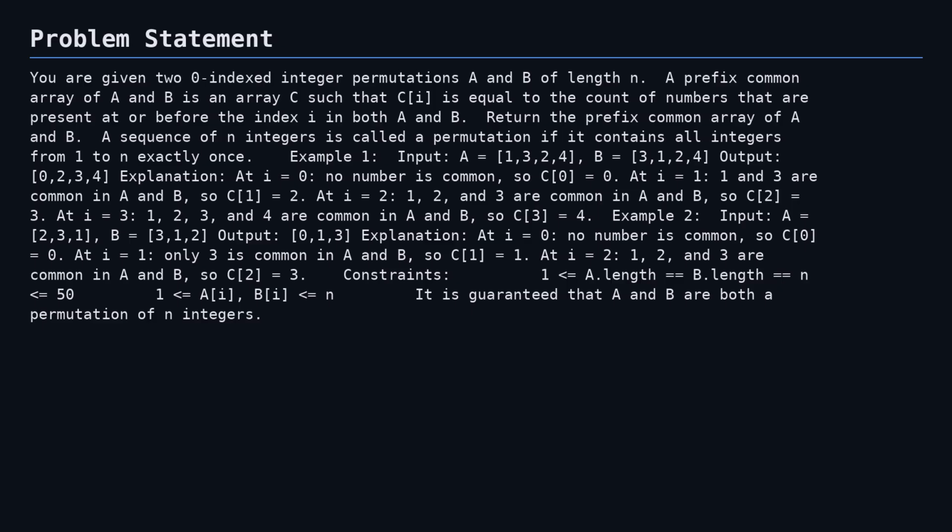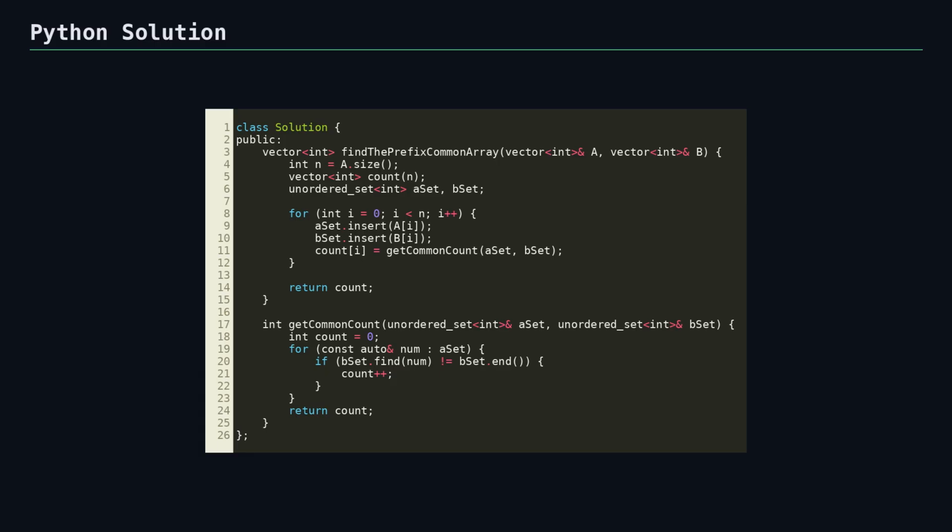The intuition behind this problem is that we can solve it by maintaining a set of elements encountered so far in both arrays and counting the common elements at each step. Think of it like having two buckets, one for each array, and as we add elements to each bucket, we count the number of elements that are common to both buckets. This involves iterating through the arrays, adding each element to its respective bucket, and then counting the number of common elements in the two buckets. It's like taking a snapshot of the common elements at each step.